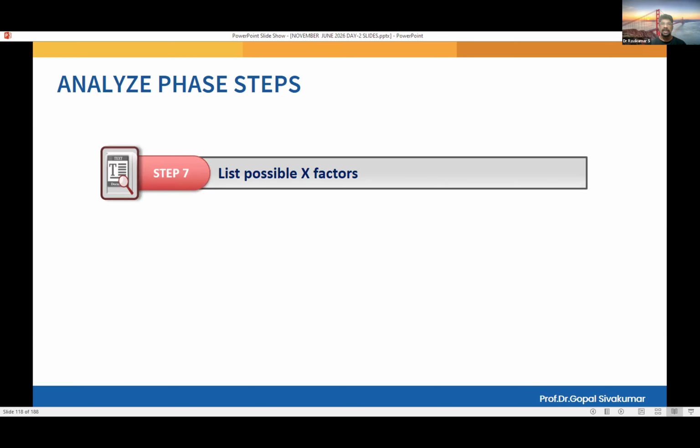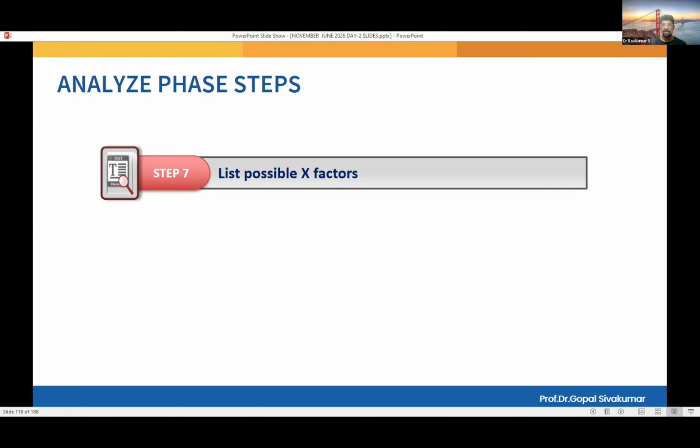So in the analyze phase, first we have to list out every possible cause, using brainstorming and Y-way analysis. Then you have to go for the fishbone diagram. Do you remember the fishbone diagram, guys? Yes. The fishbone diagram, also called the cause and effect diagram, also helps you to list out the potential causes.